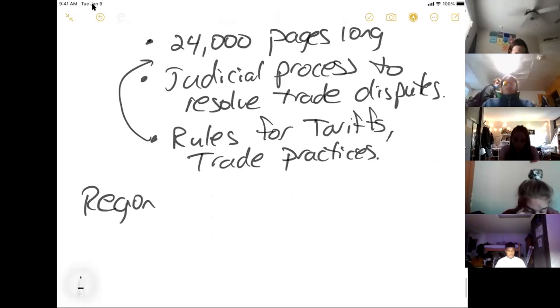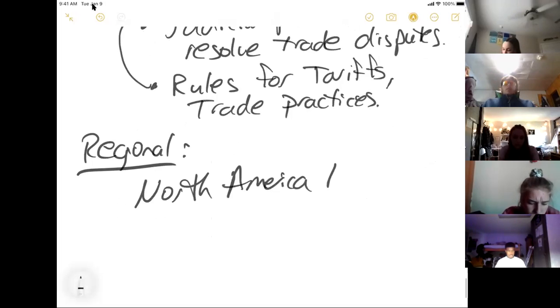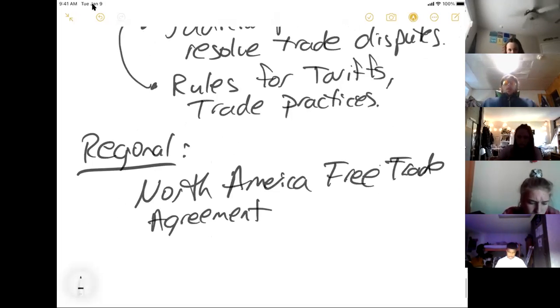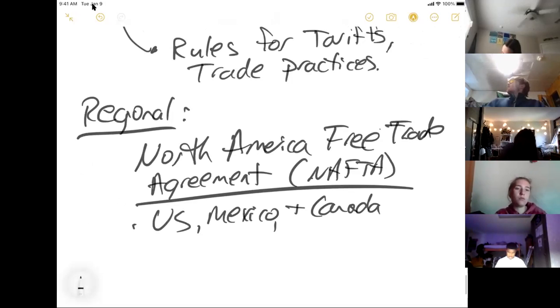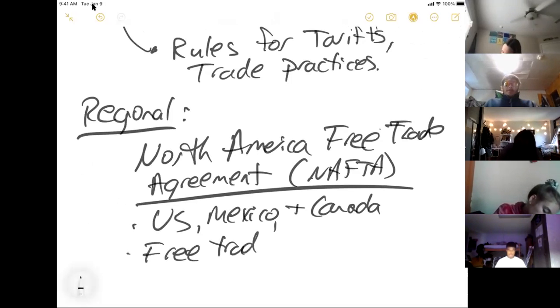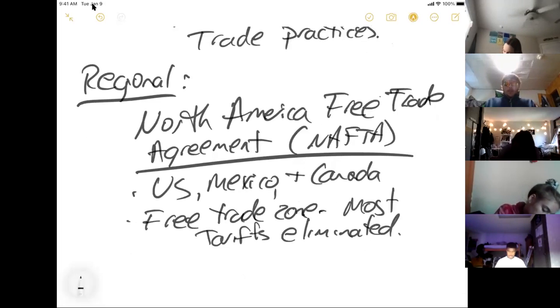Now, in addition to the WTO, there are many regional agreements, such as the North America Free Trade Agreement, NAFTA, which is between the US, Mexico, and Canada. This is essentially a free trade zone. Most tariffs between the US, Mexico, and Canada have been eliminated, so there are no tariffs on most goods and services that move between these countries.